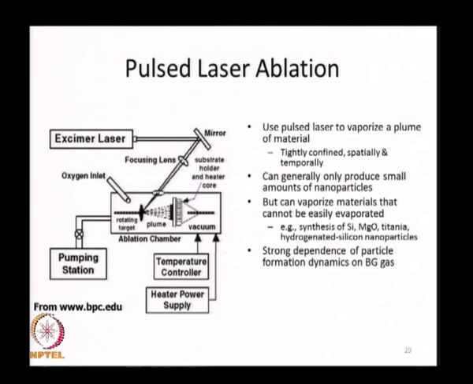But the advantage of course is that it can vaporize metals that cannot be easily vaporized just by heating the metal. For example, silicon, magnesium oxide, titania, these are materials that have fairly low vapor pressure and they have to be heated to extremely high temperatures in order to get them to vaporize, and for such materials this laser ablation process works very well.